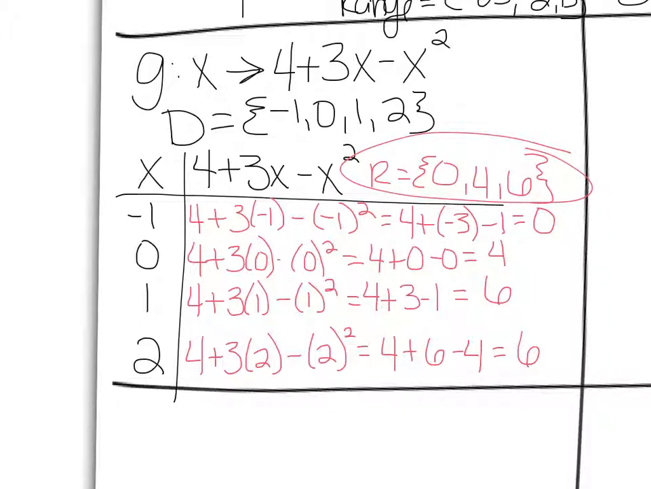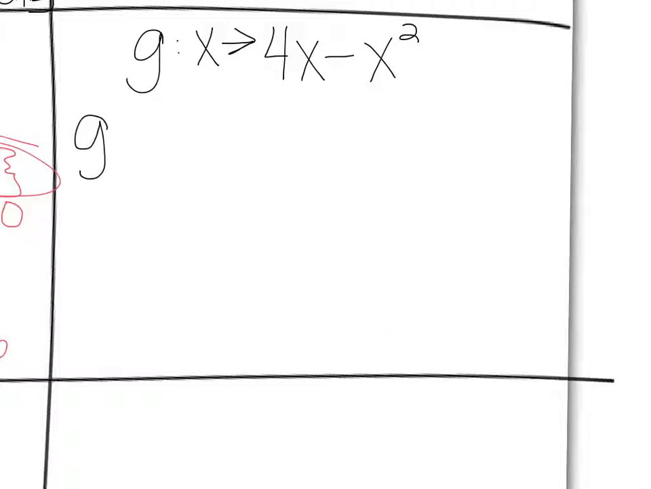Okay, there's another way that we can write these, and instead of giving you a set of numbers in your domain, I'm going to give you a function. So we have function g that assigns x to 4x minus x squared. Okay, so this is my function, and instead of giving you a domain, I'm going to ask you to find g of 1.